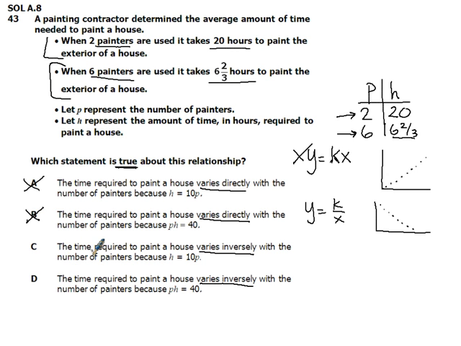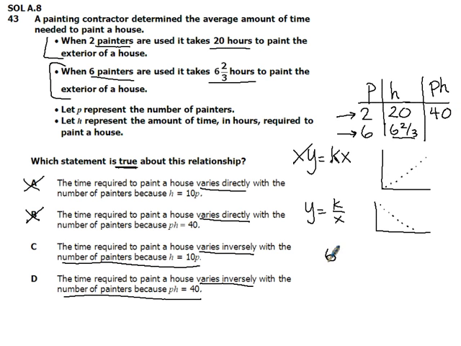The time required to paint a house varies inversely with the number of painters because H equals 10 times P, or because PH equals 40. So let's first try the one where we're finding out what P times H is. Well, 2 times 20 is 40. Now we're going to do 6 times 6 2/3.